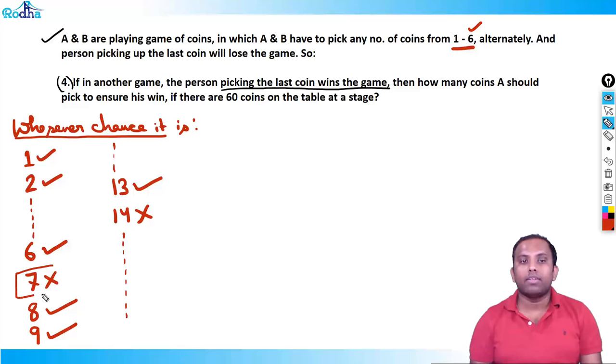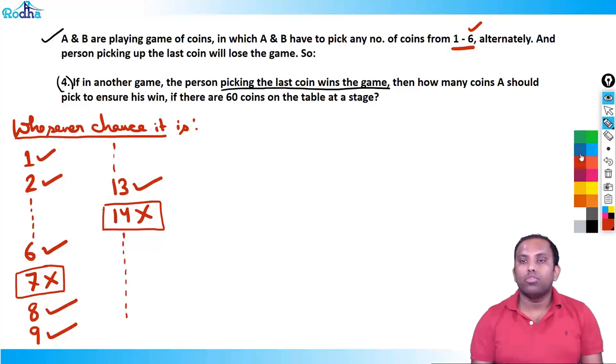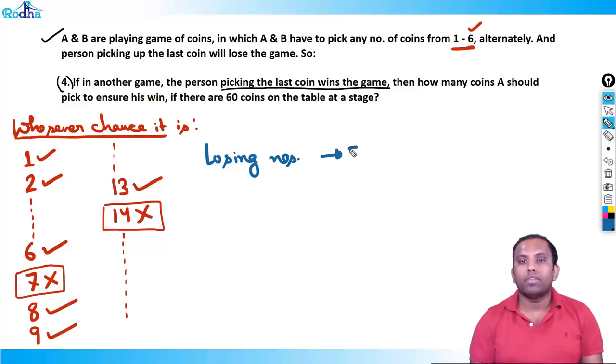So see all the numbers of the form. Since it is 7 here, 7 and 14, so 7 and 14 means all the numbers of the form 7k. What are the losing numbers? Losing numbers here are all the numbers of the form 7k.